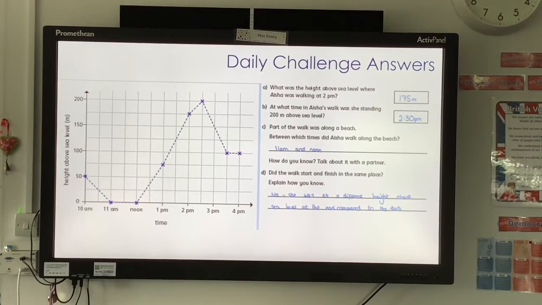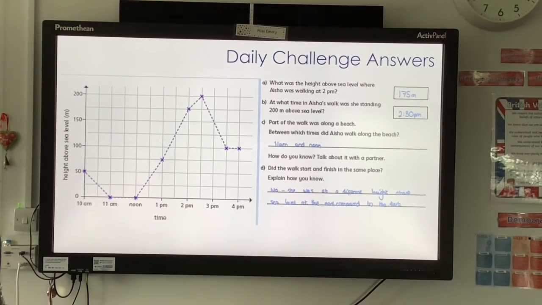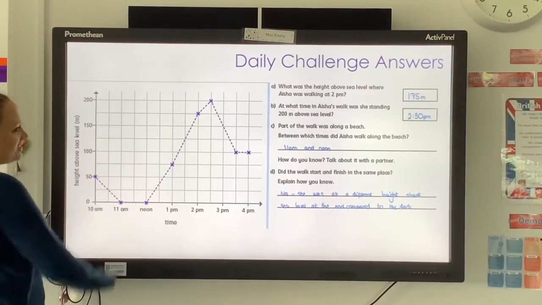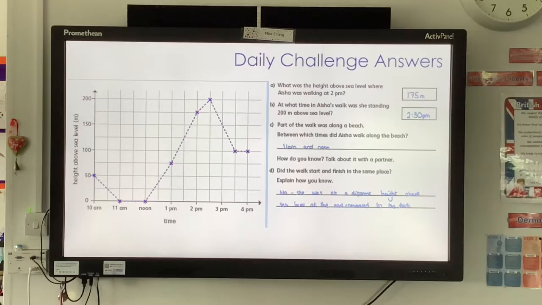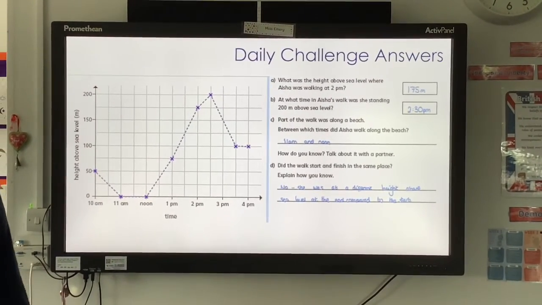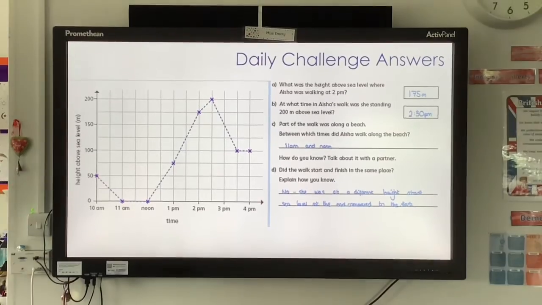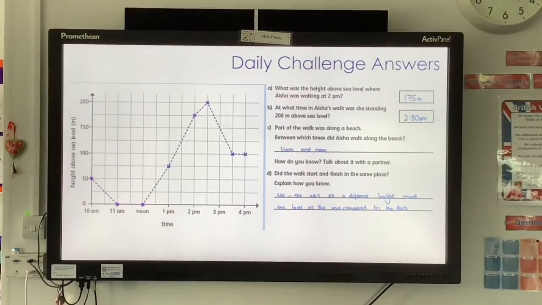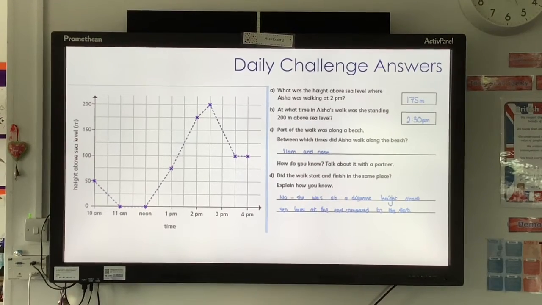Then part of the walk was along a beach. Between which times was she walking along the beach? Hopefully you spotted it's here. Because if you're on the beach, you're at sea level, because you can see the waves at your level. So, 11 a.m. and noon.